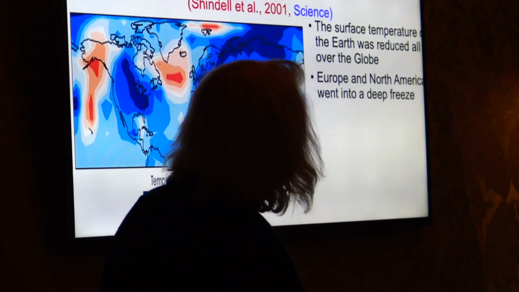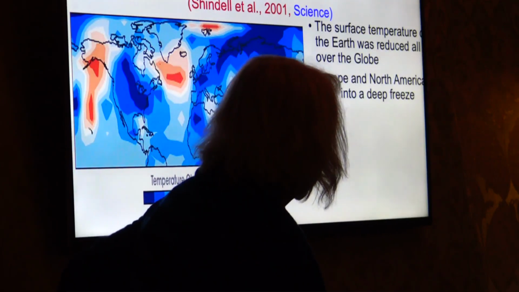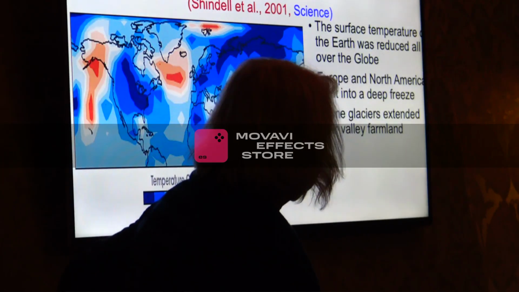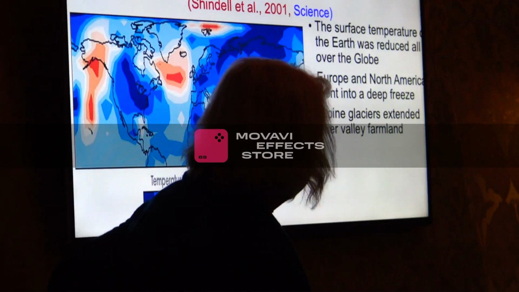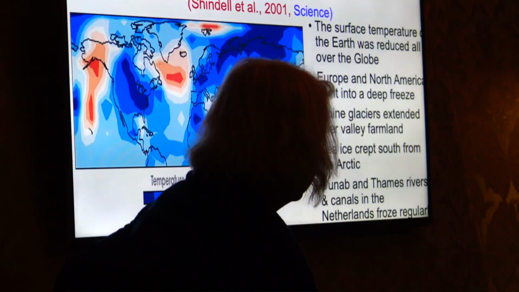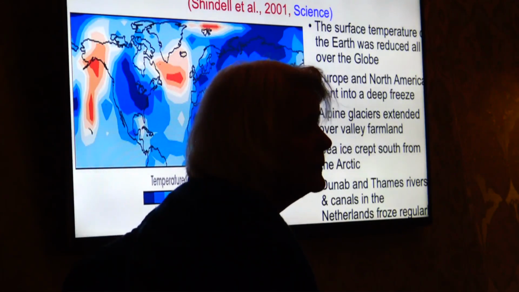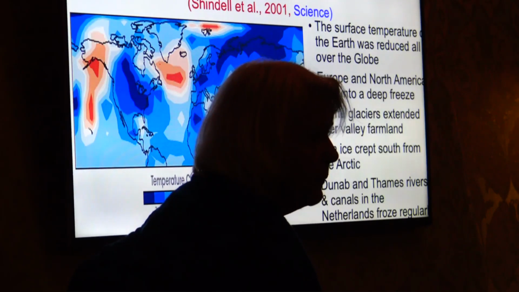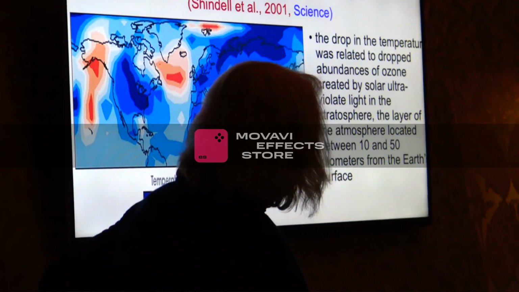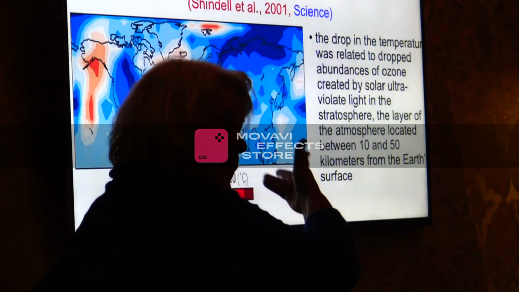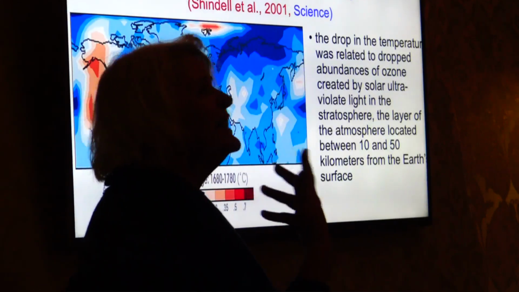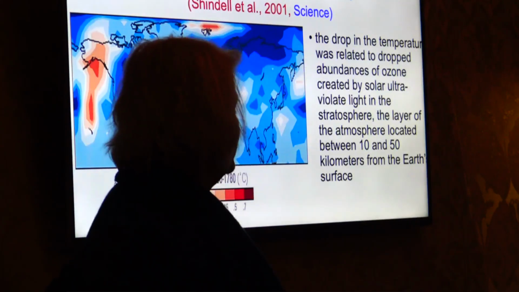So what did we get at that grand solar minimum? Surface temperature was reduced. Europe and North America went into a deep freeze. Alpine glaciers extended over valley farmland. Sea ice crept south from the Arctic. The Danube and Thames rivers and canals in the Netherlands froze regularly. This was the Maunder minimum, the previous grand solar minimum. Furthermore, the drop of the temperature, the authors said in this paper, was related to a drop in the abundance of ozone, created by solar UV radiation in the stratosphere.